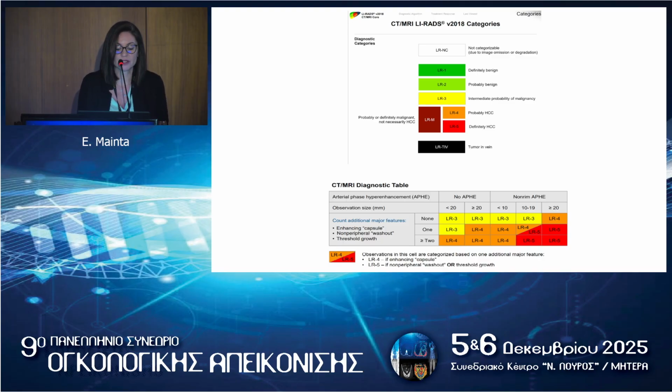First of all, we have our diagnostic tree. You can see that there are 8 different categories. The LR-1 to LR-5 vary between definitely benign and definite HCC lesions. The LR-M suggests lesions that are probably or definitely malignant, but not necessarily HCC. And last, the tumor in vein. So once we have concluded our review of images and we have gathered all the imaging characteristics, then we use the diagnostic table to be able to assign our lesions to a specific category.